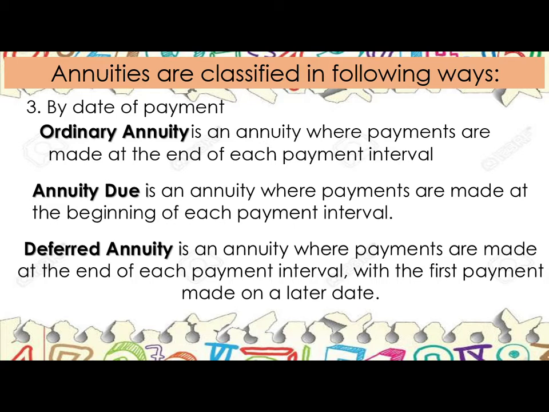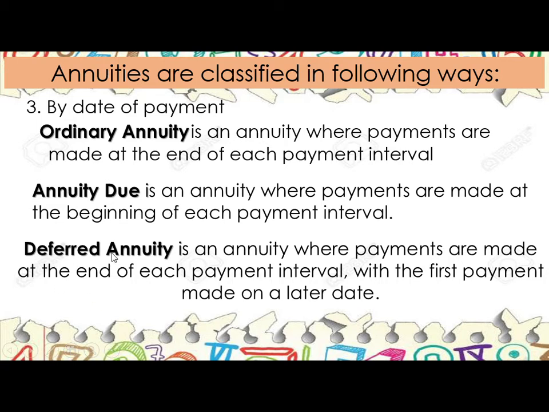So for that example, we actually pay that at the end of the payment interval, isn't it? While annuity due, it's at the beginning of each payment interval. Say, for example, the insurance payments, right? The health care premiums, isn't it? So you have to pay that at the beginning of each payment interval. So that must be considered as annuity due.